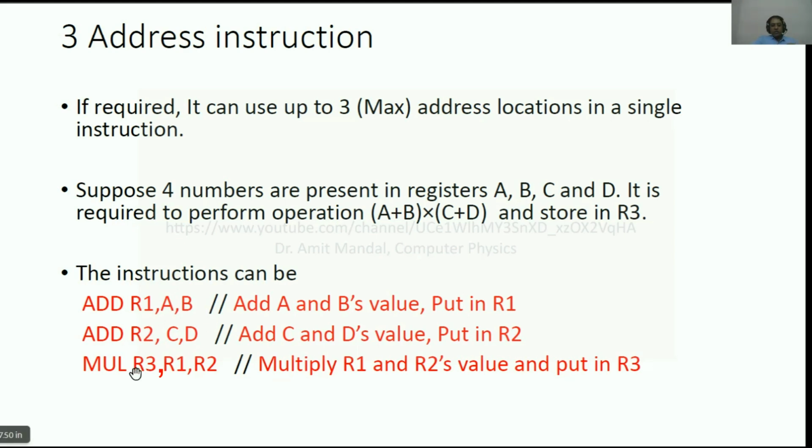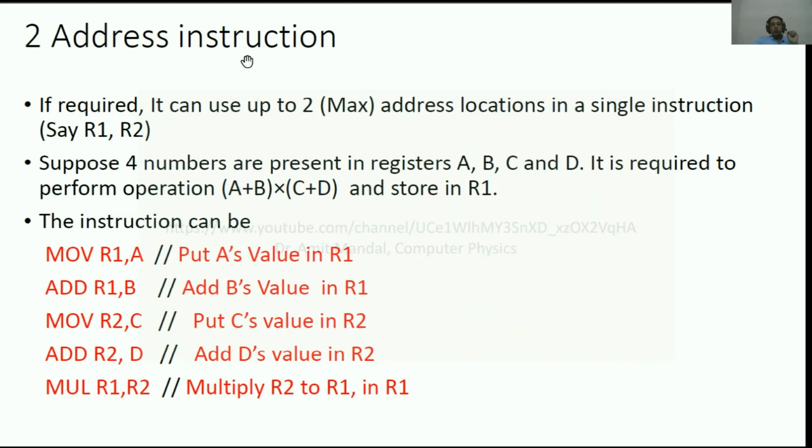Now the third instruction is multiply. MUL means multiply: MUL R3, R1, R2. It means multiply the values of R1 and R2, because R1 holds A plus B, and R2 holds C plus D. So multiply R1 and R2 and keep the result in R3. That's it, our final job has been done, and the value has been kept in register 3. This is called a 3 address instruction. The reason is that after the opcode you can see a maximum of 3 addresses mentioned. It can be 2 or 1, but a maximum of 3 addresses can be handled at a time. Now 2 address instructions.